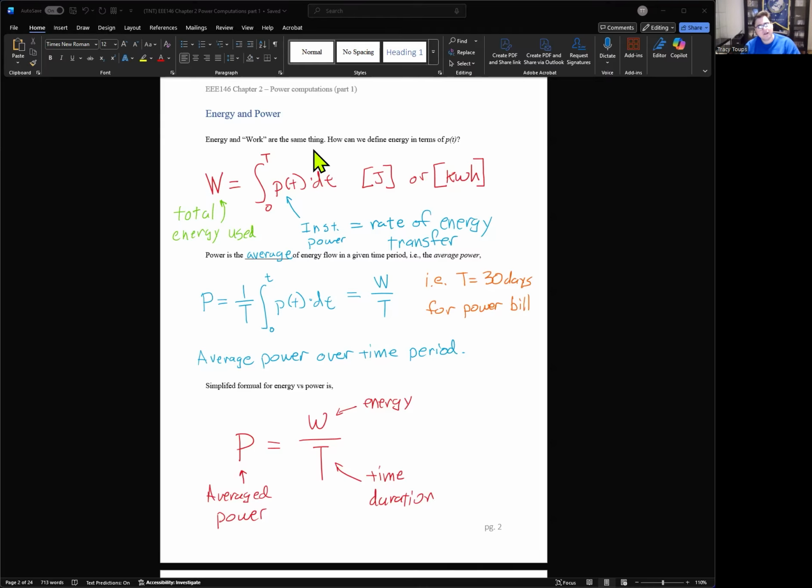How can we define energy in terms of electrical quantities? Because we're electrical engineers, that's what we care about the most. It is the total energy used in a given time frame. So we have to say from now to maybe 10 minutes from now. So maybe like a 10-minute interval, maybe a 5-second interval.